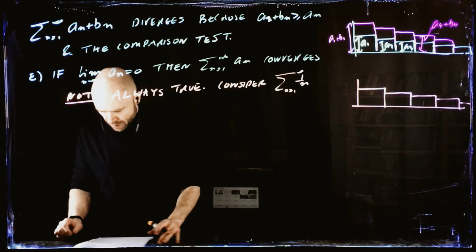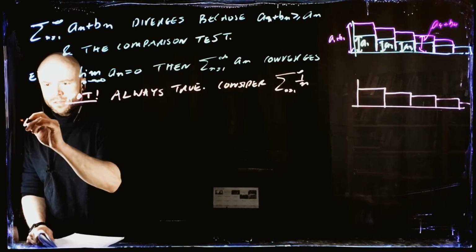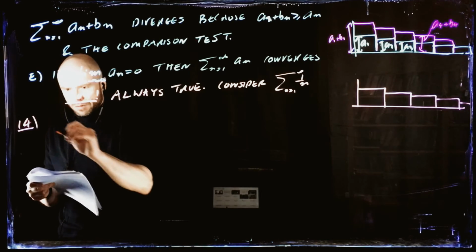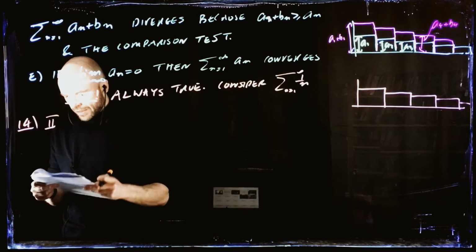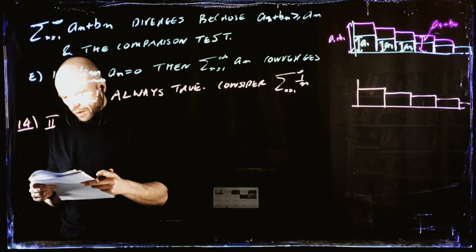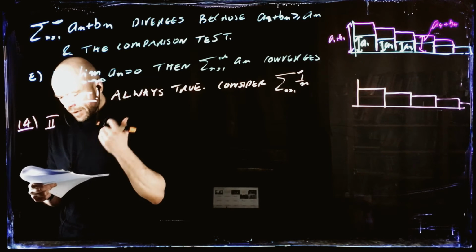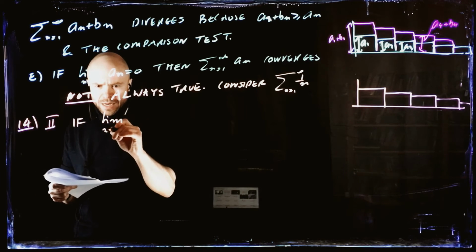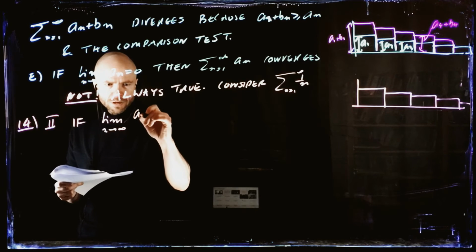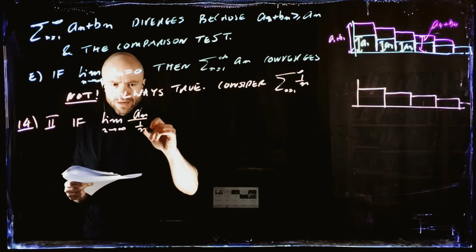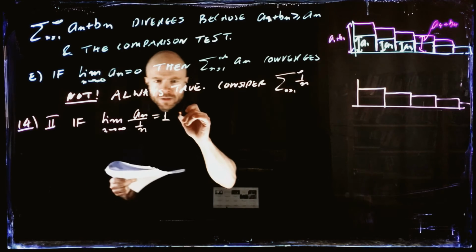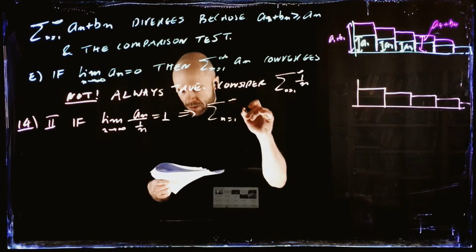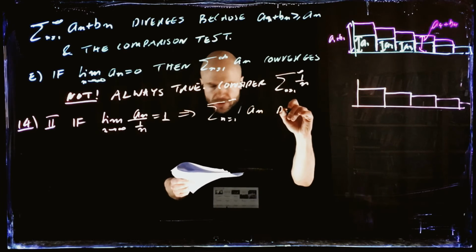All right, question 14 is a similar kind of question. The first thing is exactly the same thing. Let's do I. The question is, which of the following are true for any series of positive terms? So an are positive terms. If we have that the limit as n goes to infinity of an over 1 over n equals 1, then this implies that the sum from n equals 1 to infinity of an diverges.